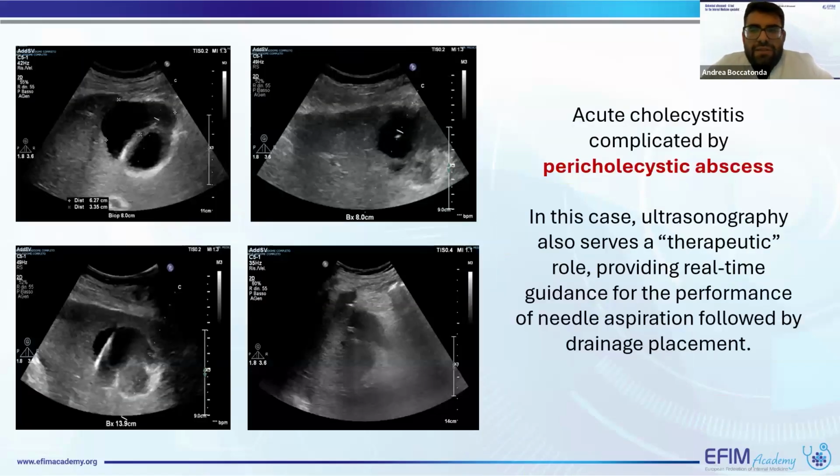Another example in which ultrasound is very useful, and in this case there is a clear acute cholecystitis, but there is an anechoic collection between the liver and the gallbladder, and the ultrasound is useful to insert a drain inside the collection and thus remove the fluid around the gallbladder and to resolve the abscess.